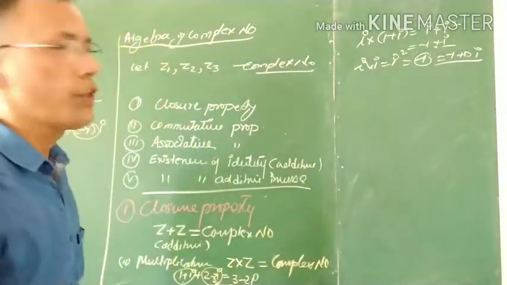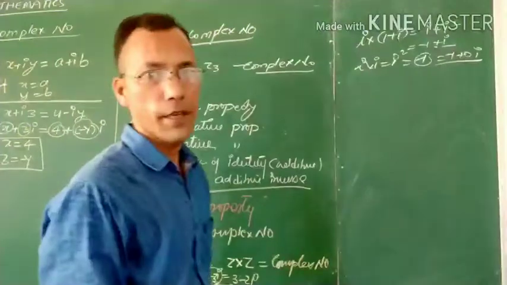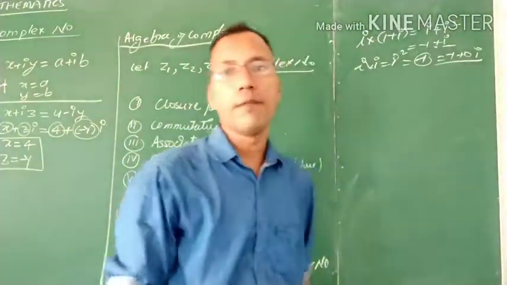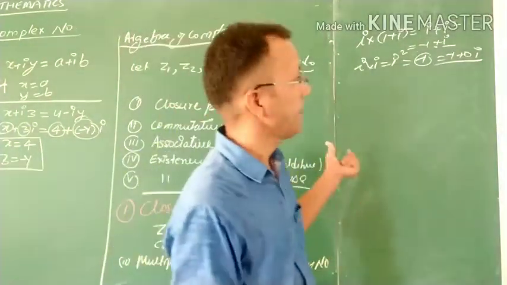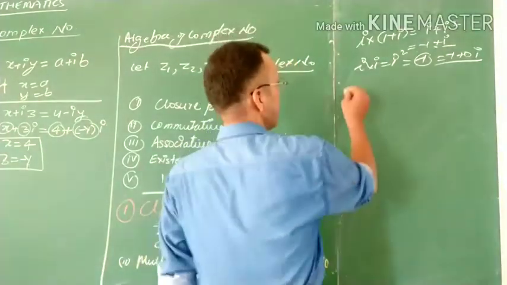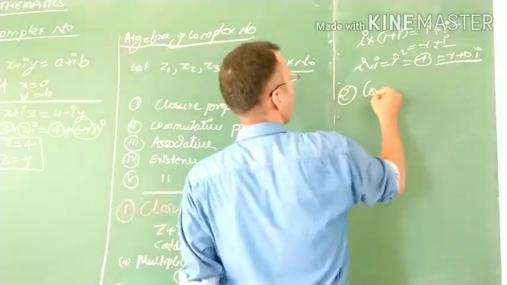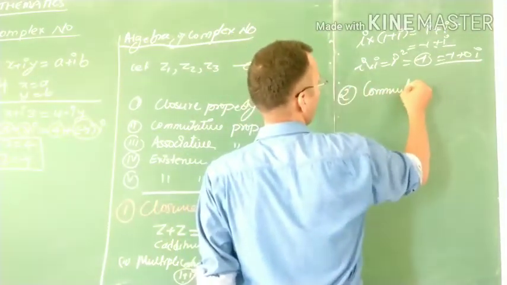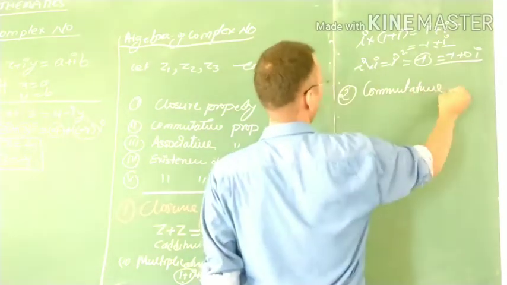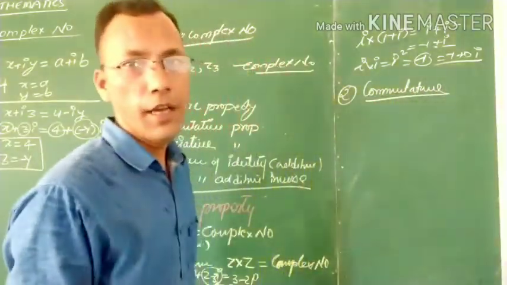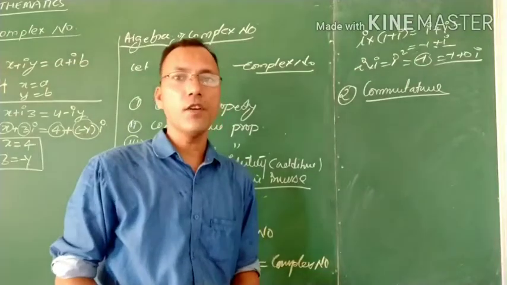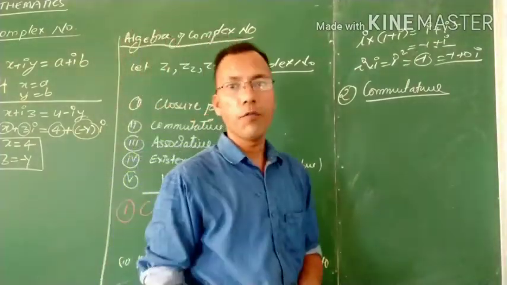Now that is the commutative property. Again, the same property which we have studied for a couple of years. See, the second is the commutative property. Commutative property means interchange the order of the complex numbers.